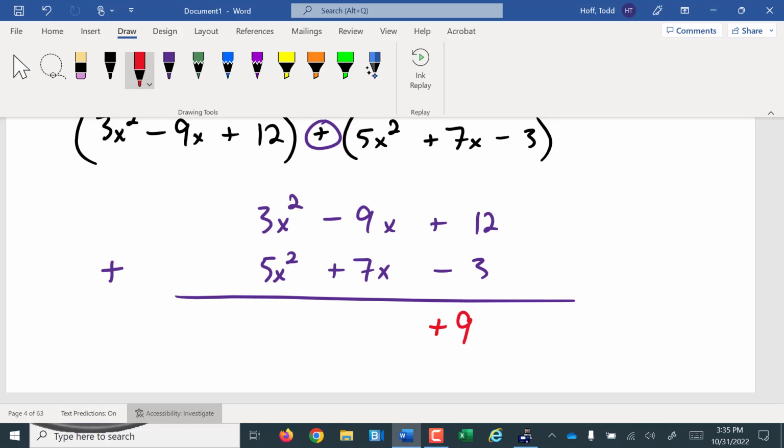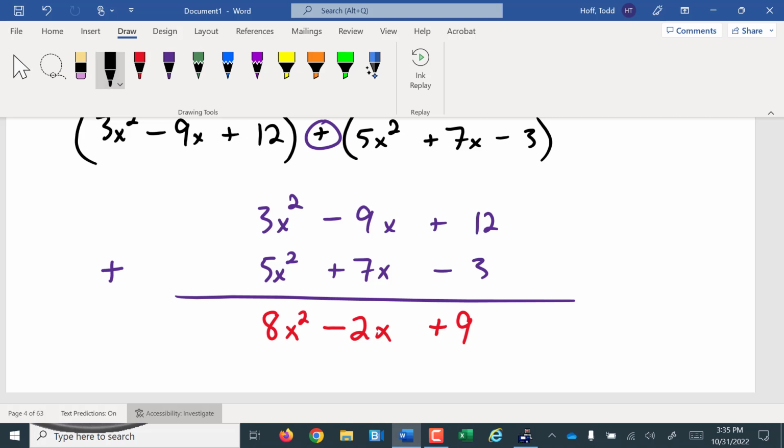Positive 9. Negative 9x plus positive 7x. So negative 9 plus positive 7 is negative 2. We keep the x. 3x squared plus 5x squared, 8x squared.